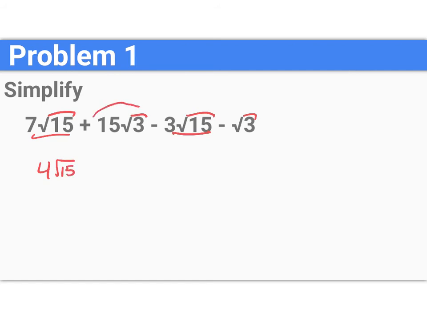Plus 15 minus 3. Remember, the sign in front of the term goes with it. So this is plus 12 root 3. And then we're done.